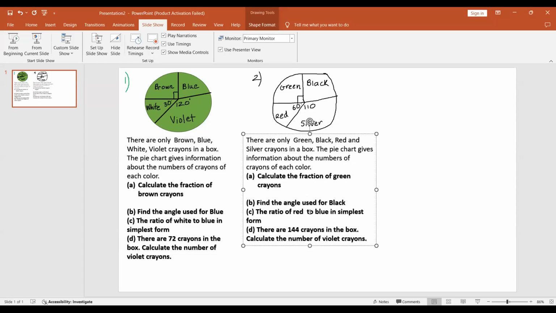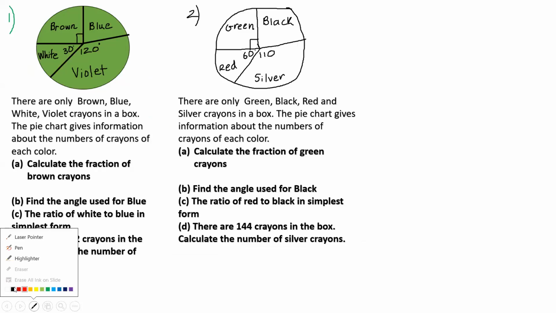Excuse me, Mr. Petit. Is there only 2 exercises? No, 3. Red to black in simplest form, and calculate the fraction of the number of silver. I'll give you one more. Number 3.